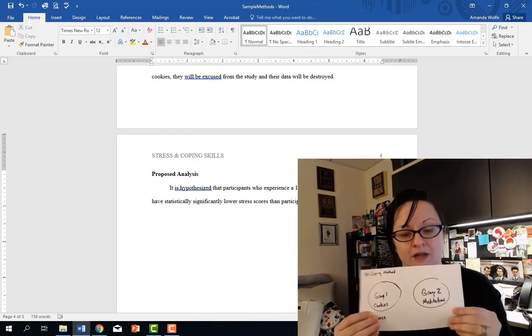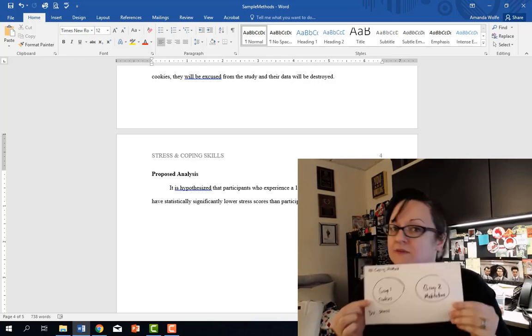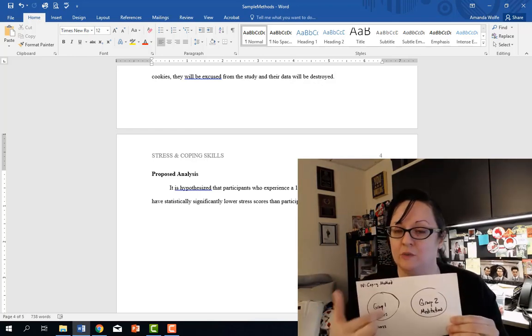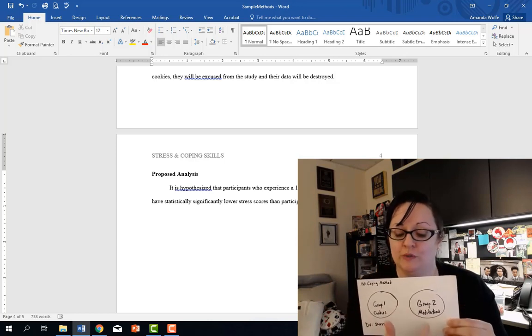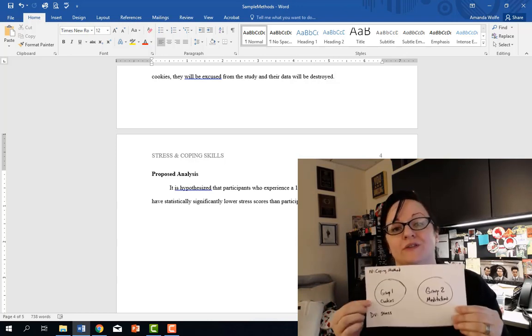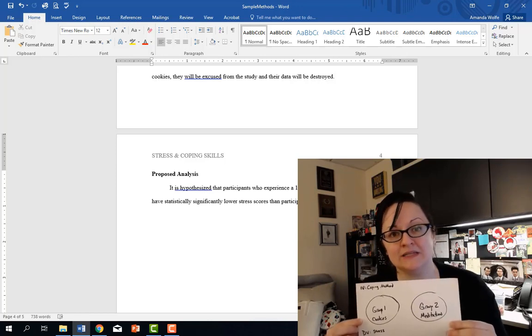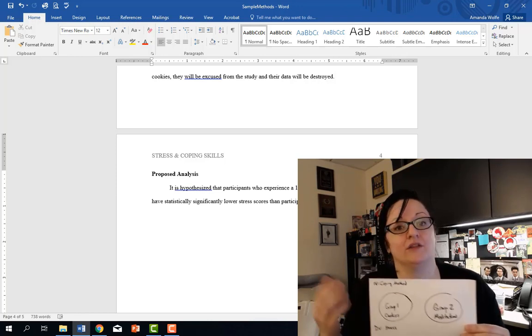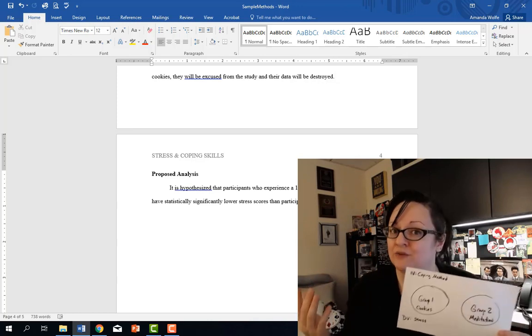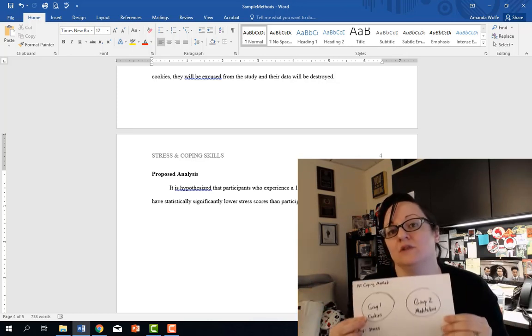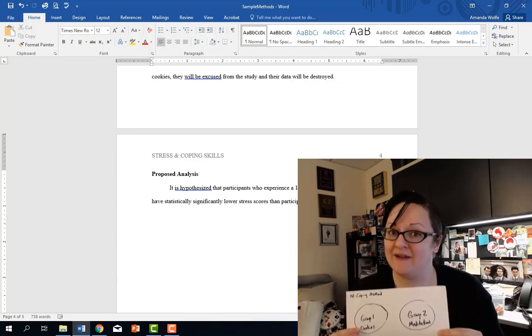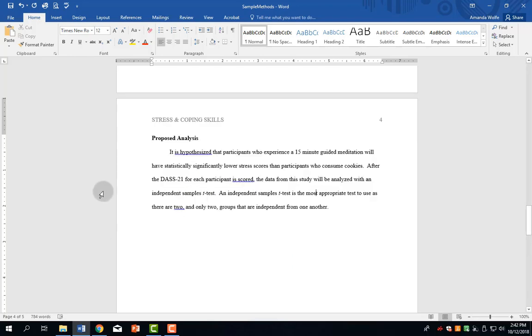The design is 2 groups. They are independent of each other, so no one in group 1 can be in group 2, no one in group 2 can be in group 1. So they're 2 independent groups. So it's an independent t-test. So I can actually write the correct answer. But if you don't know, I will be providing you the correct answer. I just want to see some effort on your part. I have now completed my proposed analysis subsection.